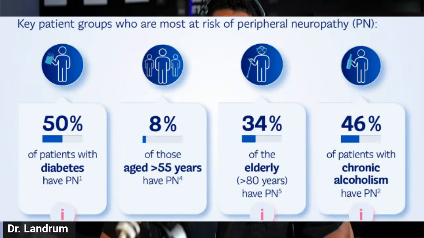Well, 50% of people who have diabetes have peripheral neuropathy. 8% of those greater than 55 years old, and a little bit more than one third of those individuals who are greater than 80 years old have peripheral neuropathy. And 46% of people who have chronic alcoholism have peripheral neuropathy.